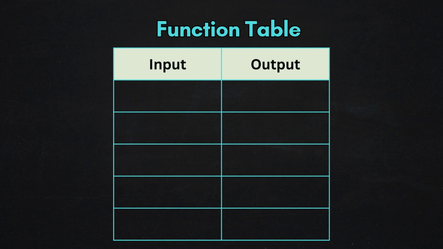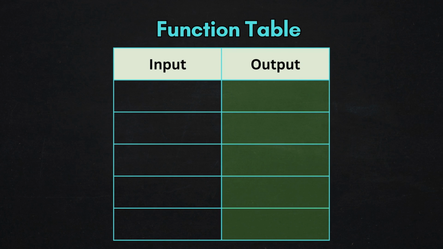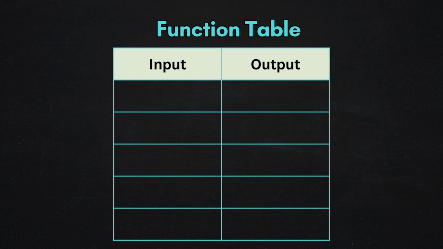Often, these inputs and outputs are organized into what's called a function table. A function table usually has two columns. One column on the left displays the inputs, and the one on the right shows their corresponding outputs. Above the table, the function is usually written out as a mathematical rule or procedure.